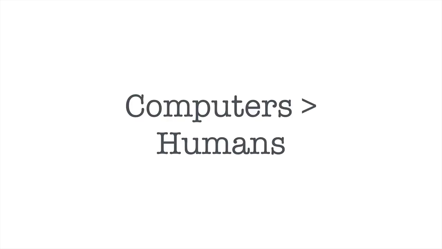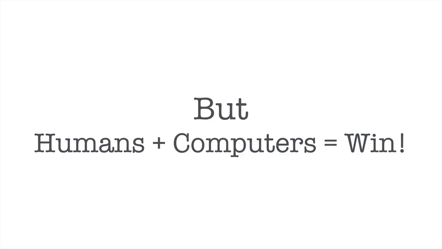However, it went on to show that yes, a computer is going to beat a human at chess every time, for instance, but a human aided by a computer actually beat the computers. And I think the stat was something like they were 15% better.